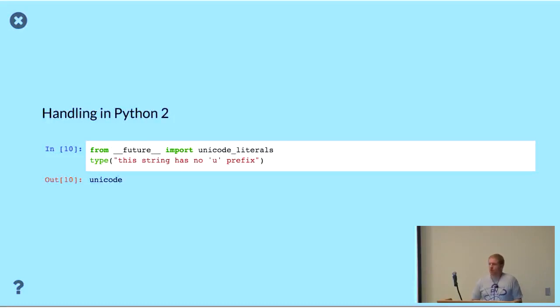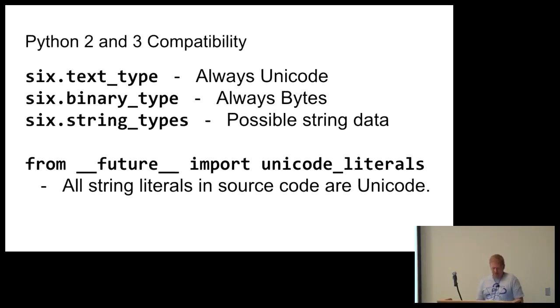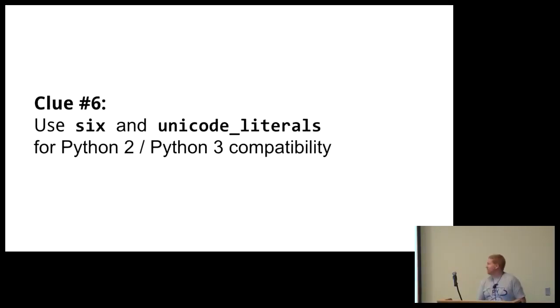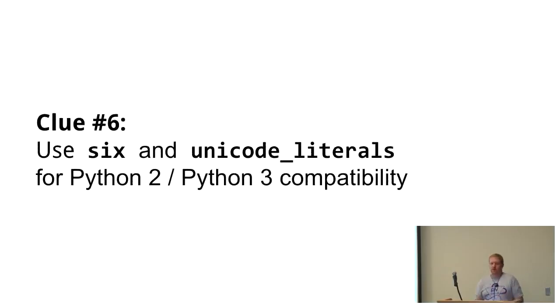The other key to working with Python 2, Python 3 compatible code is the __future__ import unicode_literals. One thing that confused me for a while with this is this only applies to literal strings in your Python code. It doesn't magically solve all of your Unicode problems. But normally, if you were to run that second command there without running this import, it would be the str type. But now it's a Unicode string. So use six and use this import. I had a slide for this: use the six module and use Unicode literals for cross-compatible Python source code.